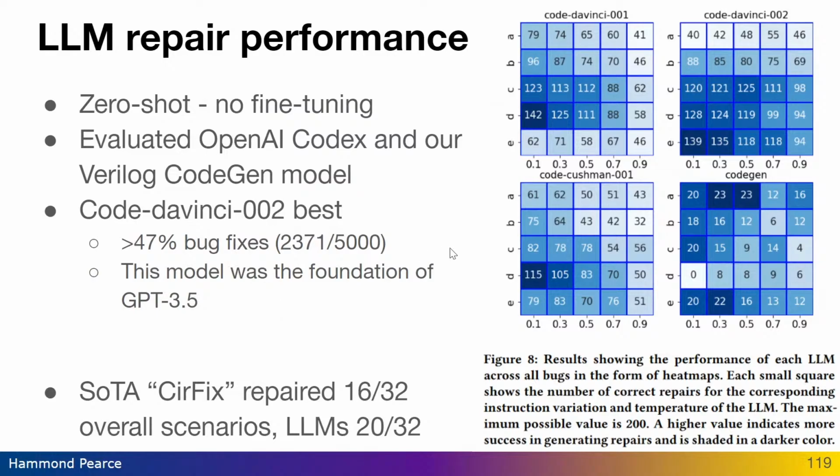But yeah, so again, Code DaVinci 02 was the best in this case, and GPT 3.5 was not as good. We do have some results floating around for GPT-4.